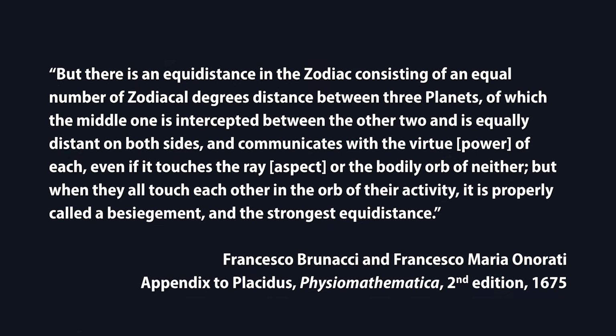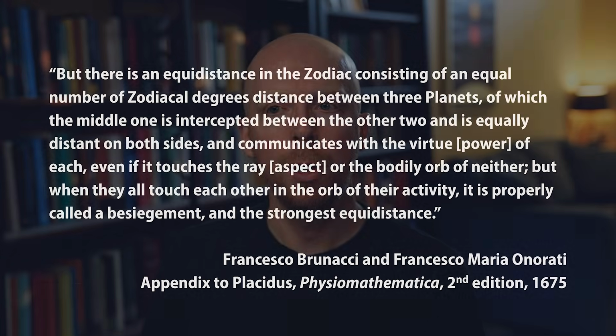They also have an important definition where they say, "But there is an equidistance in the zodiac consisting of an equal number of zodiacal degrees distance between three planets, of which the middle one is intercepted between the other two and is equally distant on both sides, and communicates with the virtue or the power of each, even if it touches the ray aspect or the bodily orb of neither. But when they all touch each other in the orb of their activity, it is properly called a besiegement and the strongest equidistance."